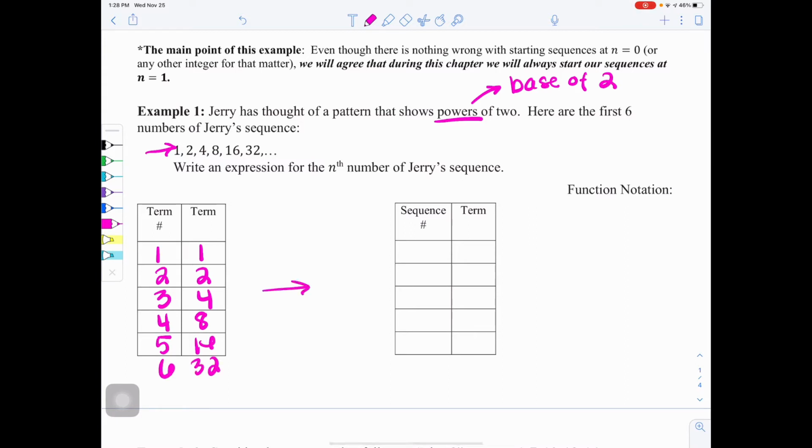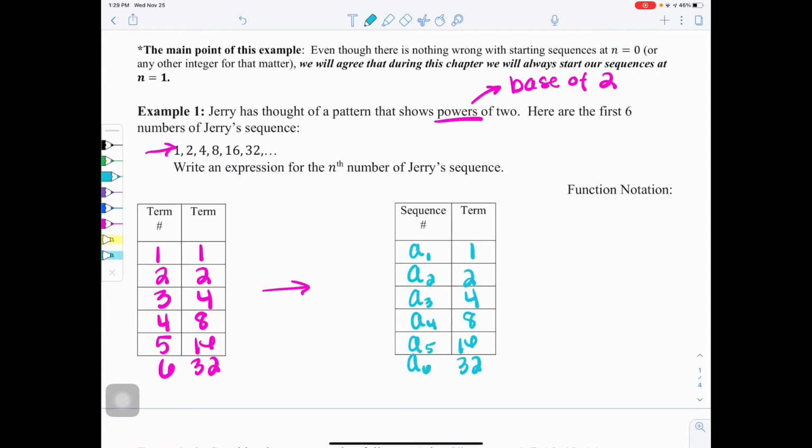Now, let me show you what that translates to into writing it in a sequence format. For the first term, okay, we write A with a subscript of 1. It's read A sub 1, okay? Our first term was still a 1. Our second term would be written as A sub 2, which was 2. Our third term is A sub 3, which was 4. Our fourth term would be A sub 4, which was 8. Fifth term is A sub 5, which is 16. The sixth term would be A sub 6, which is 32.